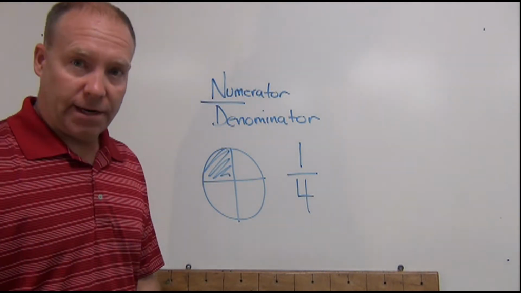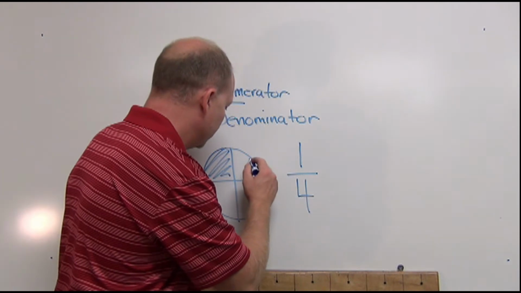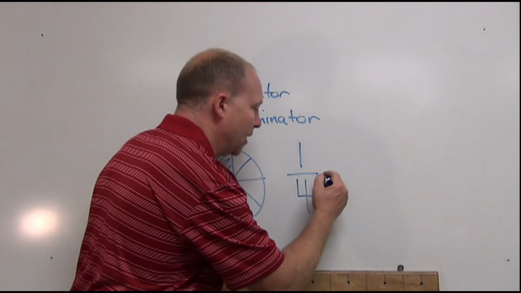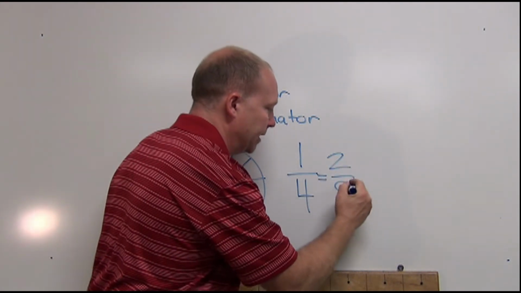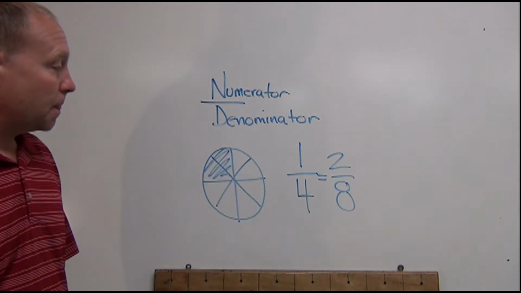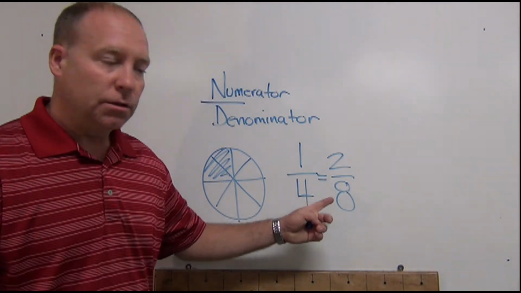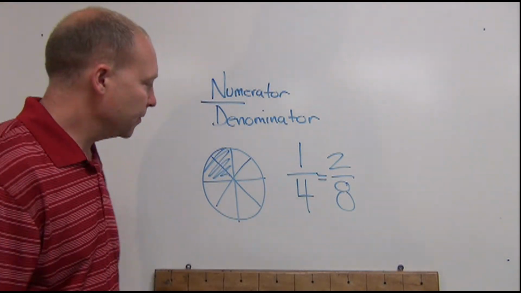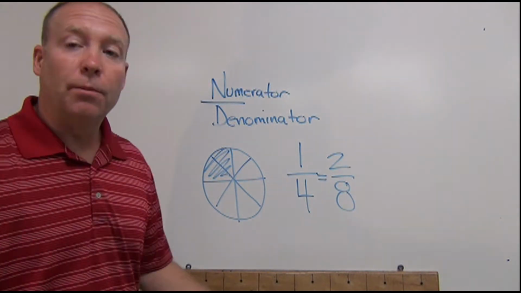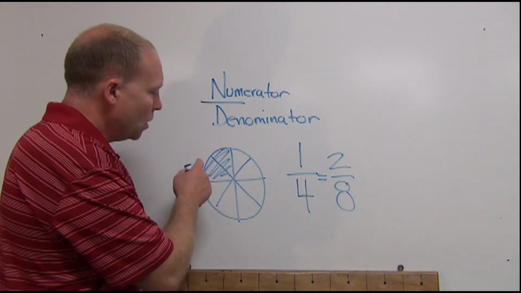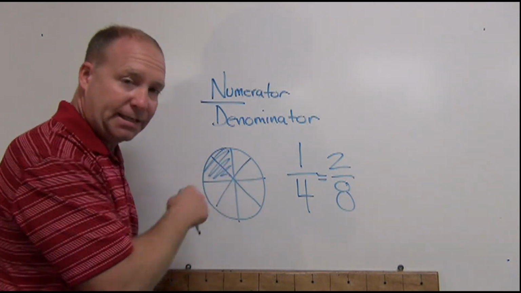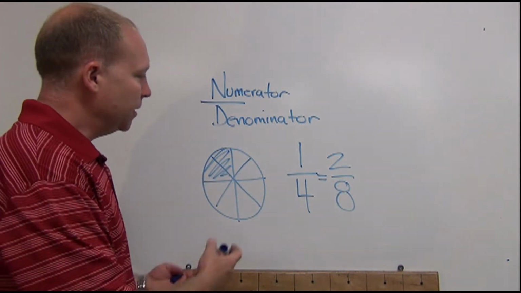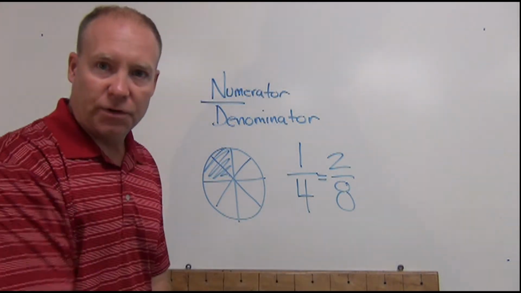Here's what you really need to know. If we break this up into more parts, our new fraction is going to be 2/8. Which one is larger, 2/8 or 1/4? They're the same. They're equal. They are proportionately equal. We didn't gain any pizza, or we didn't take away any pizza. We just converted it. Okay, we converted on a different scale.